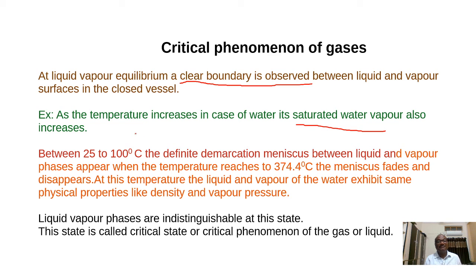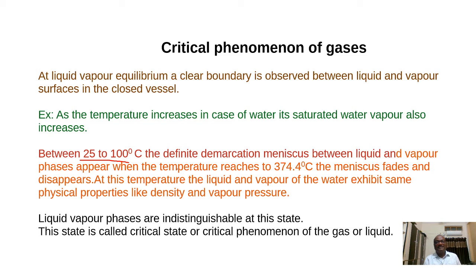At room temperature. But as the temperature increases, what happens? The rate of evaporation increases and the vapor pressure also increases. Like that, we can see the liquid vapor equilibrium in case of water between 25 to 100 degrees centigrade very clearly, that is in a closed vessel.